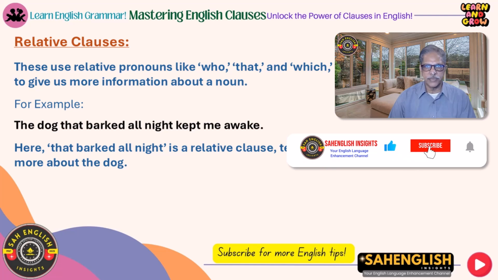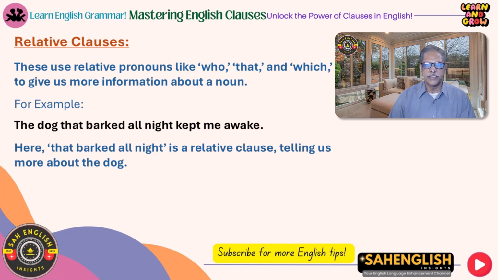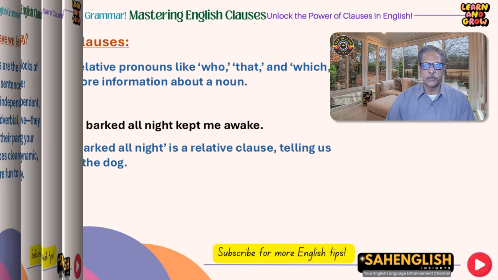Now let's touch on relative clauses. These use relative pronouns like who, that, and which to give us more information about a noun. Check this out. The dog that barked all night kept me awake. Here, that barked all night is a relative clause telling us more about the dog.